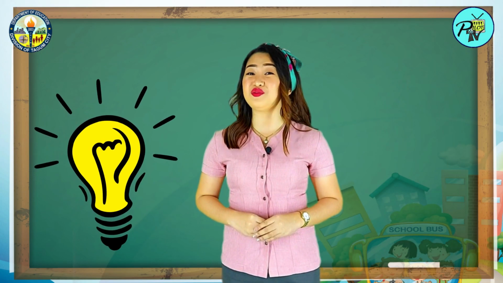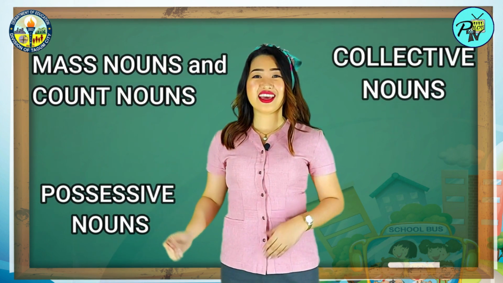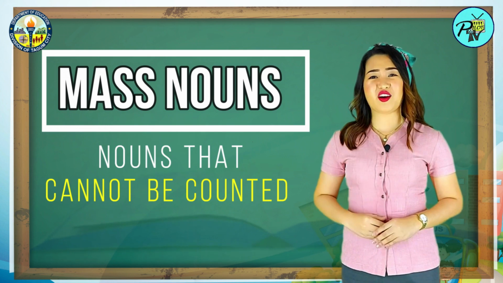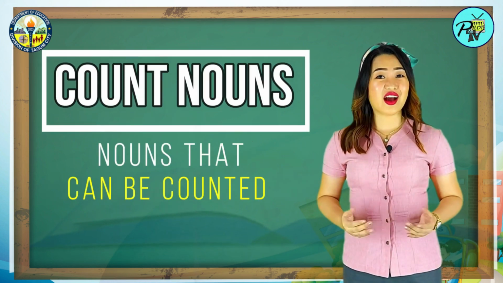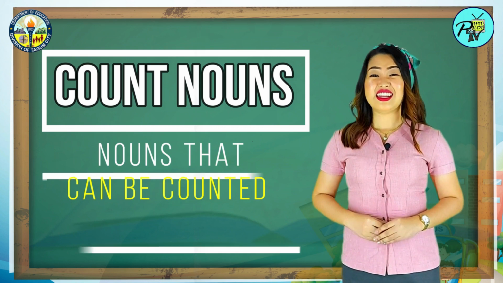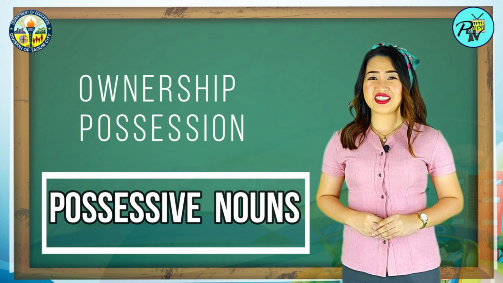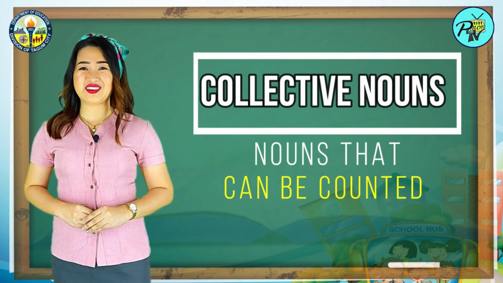Now let's have a short recap of the lessons that we've learned today. We've learned about mass nouns and count nouns, possessive nouns, and collective nouns. Now when we say mass nouns, these are nouns that cannot be counted. And when we say count nouns, these are nouns that can be counted. Now, possessive nouns mean ownership or possession. And when we say collective nouns, these are groups of nouns.